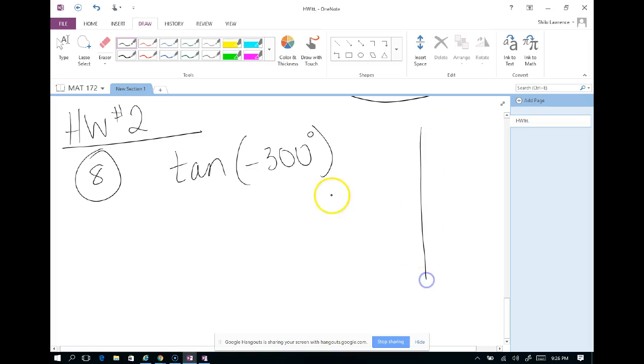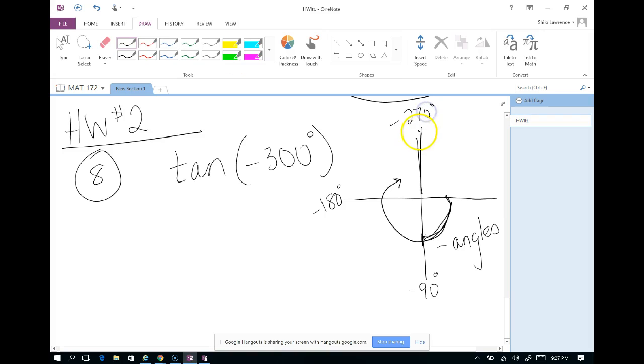So negative 300, negative angles mean that we're going clockwise around our axes. Every time you go one axis, it's 90 degrees. So this is negative 90, this is negative 180, this is negative 270. So to go from negative 270 to negative 300, I've got to go 30 more. So this angle all the way around right here is negative 300 degrees.